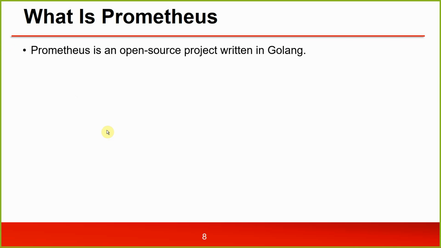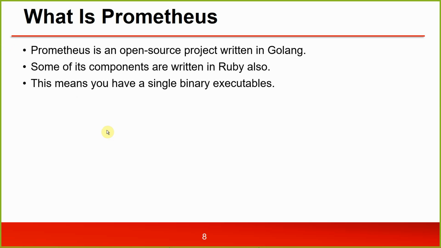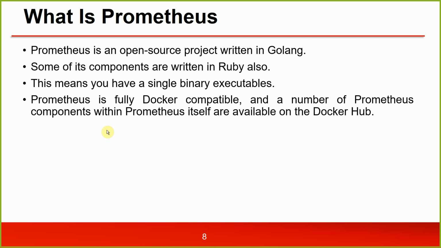What is Prometheus? Prometheus is an open source project written in the Go language. Some of its components are written in Ruby also. This means that you have a single binary executable, which I have downloaded and we are working on it now. Prometheus is fully Docker compatible, and a number of Prometheus components are available on Docker Hub.